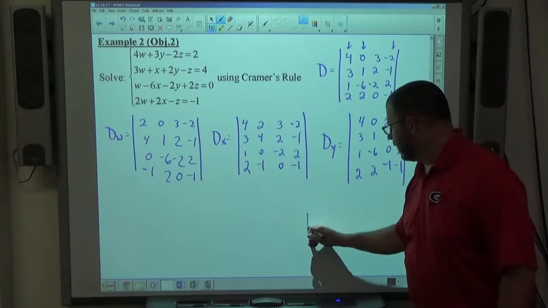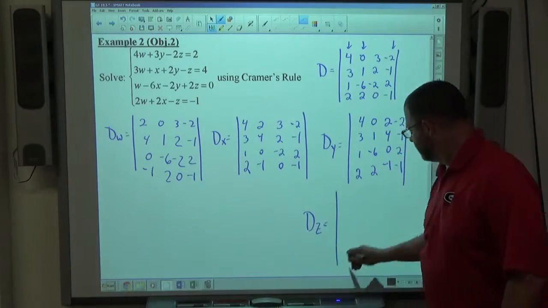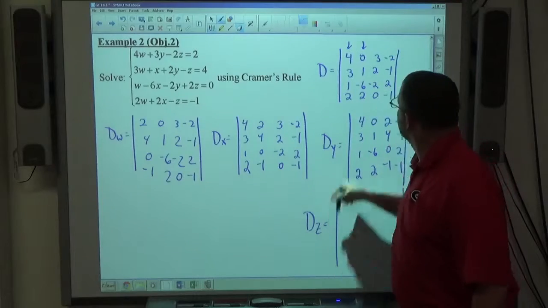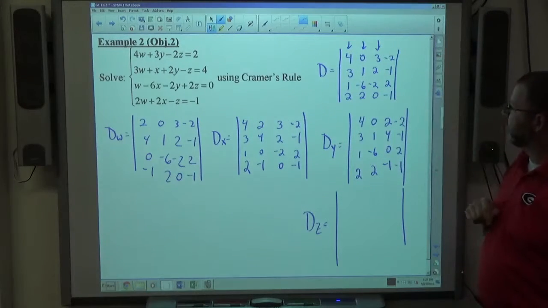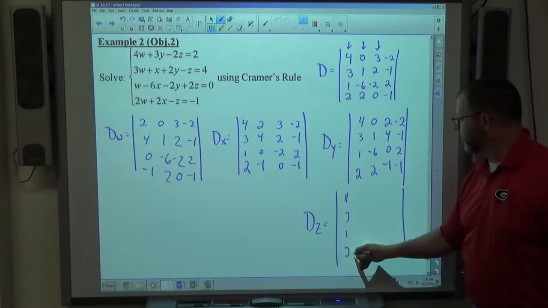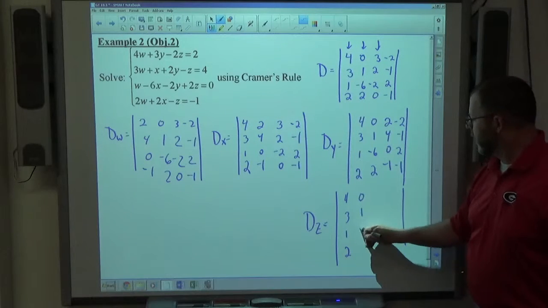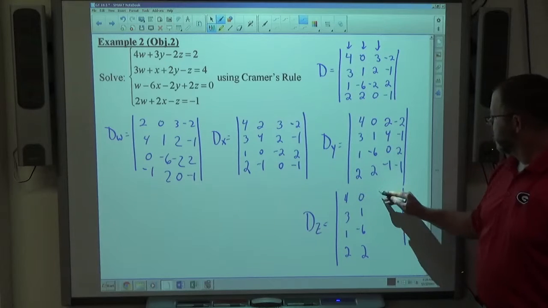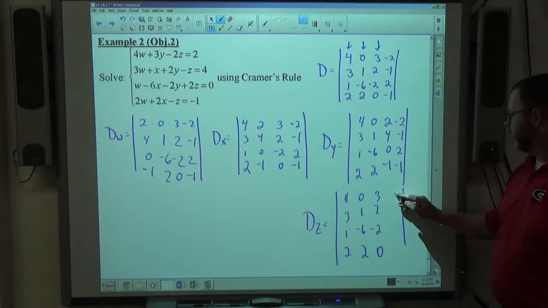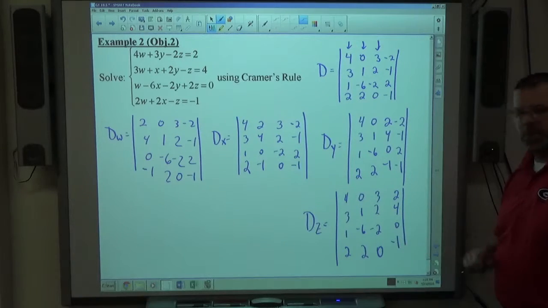And finally, let's put a dz right here. For dz, I'm going to keep those three columns the same and change the z column into 2, 4, 0, negative 1. So 4, 3, 1, 2 stays the same. 0, 1, negative 6, 2 stays the same. 3, 2, negative 2, 0 stays the same. And the z column changes to 2, 4, 0, negative 1.